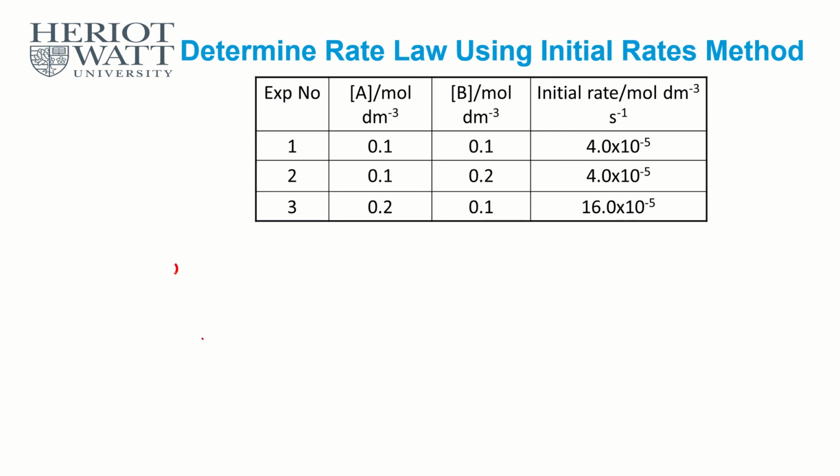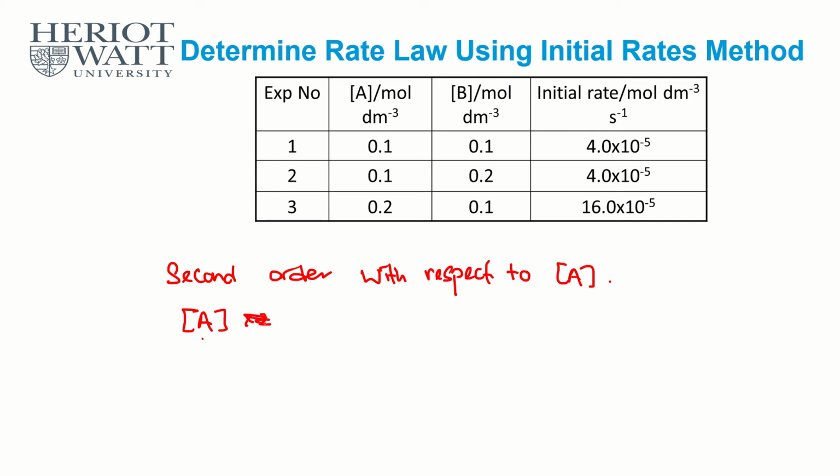First we write second order with respect to A. Why? This is because when the concentration of A doubles, times 2, the rate is 4 times higher. Something like that. Okay, you can write your answer like that.